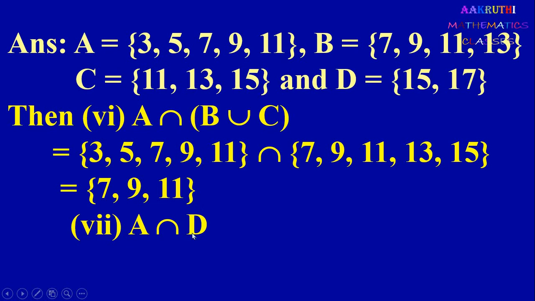Next question is A intersection D. That is, you have to take common element from A and D. There is no common element. So therefore A intersection D is empty set.